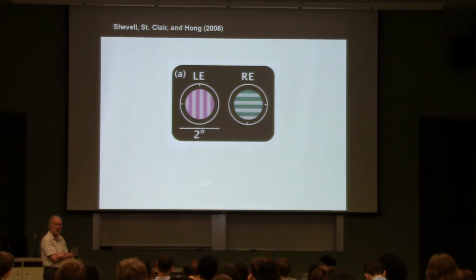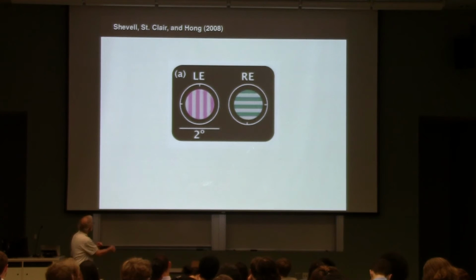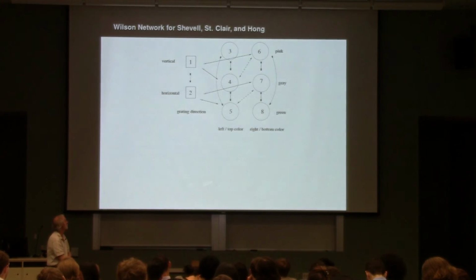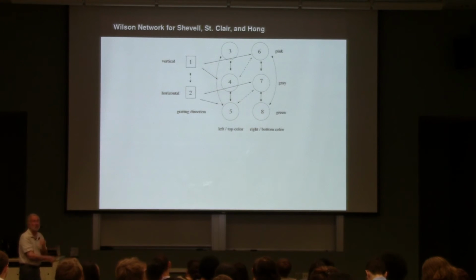You need in each image two colors. In the left image, there's gray and pink, and in the right, it alternates green and gray. So to describe these images, I'll have to keep track of that. You need to keep track of three properties. So let's take a Wilson network which has a grading direction and two colors.